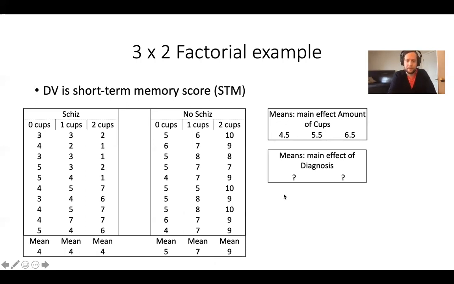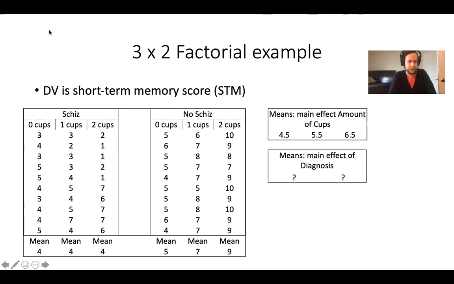Another way of getting those numbers, 4 and 7, which would take longer, and probably no one was doing it this way, is you could just add up all 30 of these numbers right here, divide by 30, and that would give you 4. You could add up all 30 of these numbers right here, divide by 30, and that would give you 7.